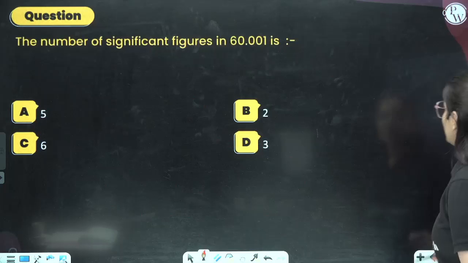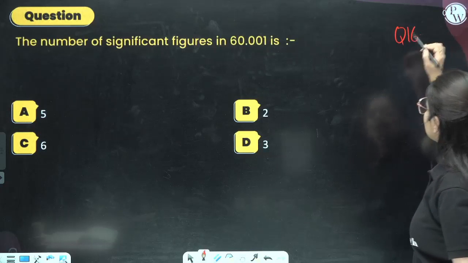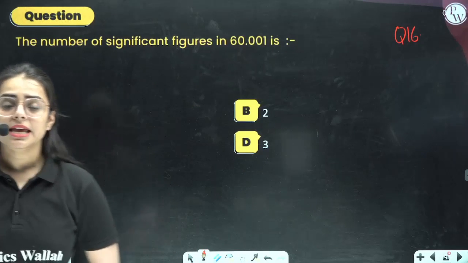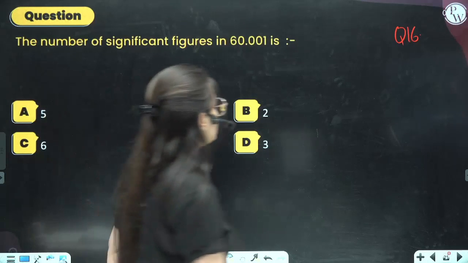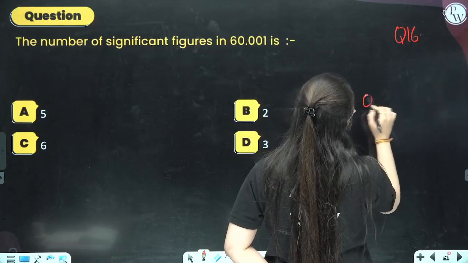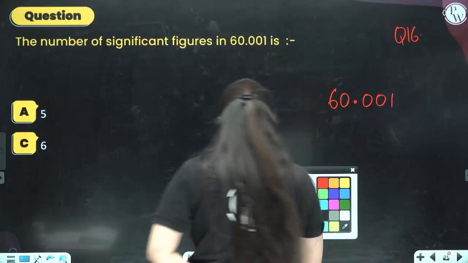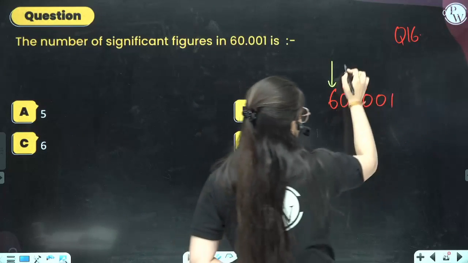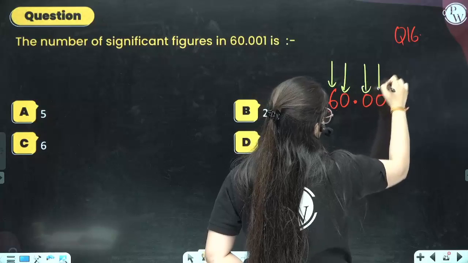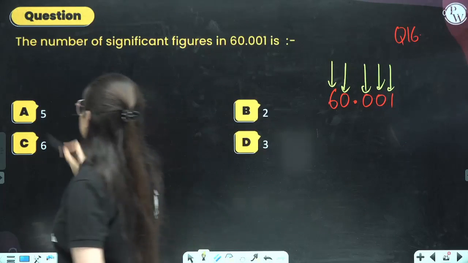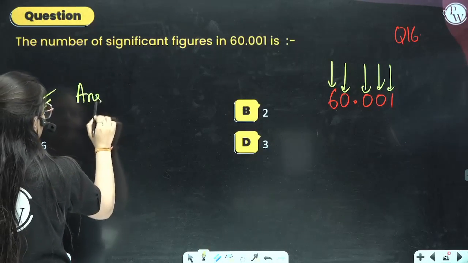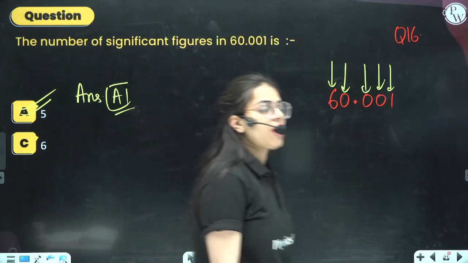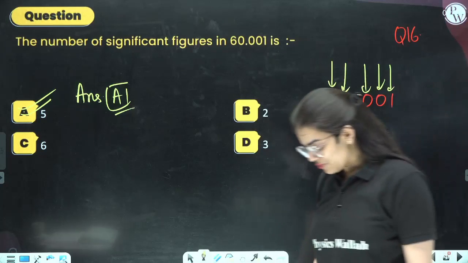Okay, now let us read the next question. The number of significant figures in 60.001 is. Now see, the first non-zero digit is 6. Hence everything will be counted because it's a decimal. So 1, 2, 3, 4 and 5. The answer comes out to be option number A, that is 5, because it holds 5 significant figures.